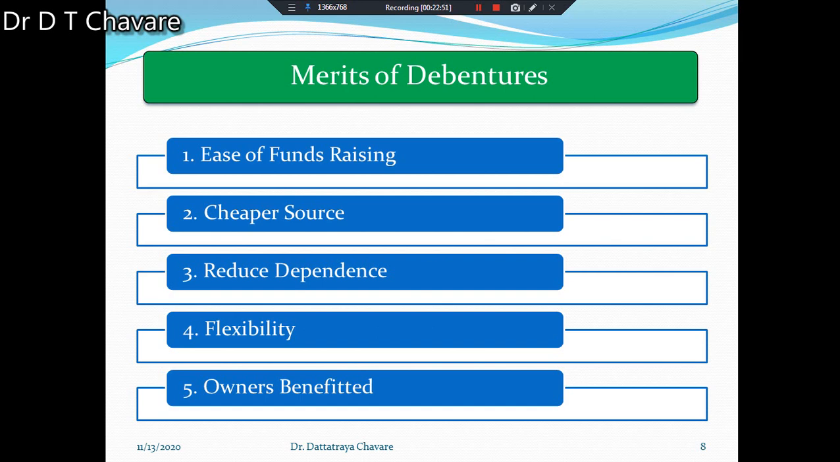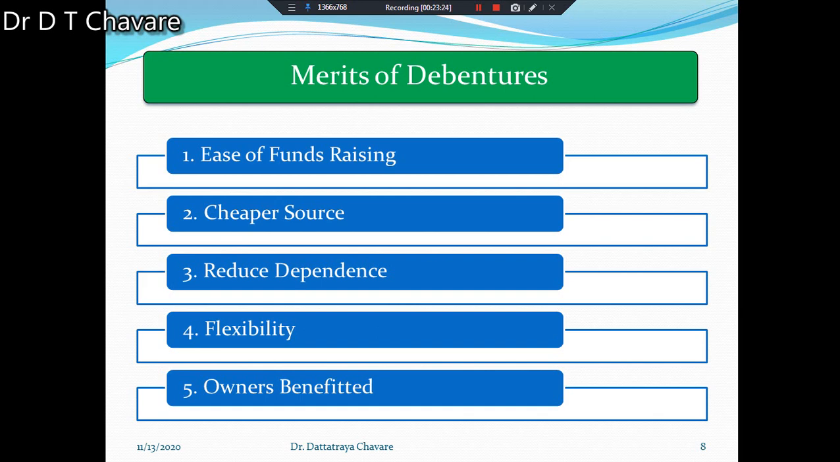Then another merit I have mentioned there is flexibility. The issue of debentures introduces an element of flexibility in the financial plan of the company. They provide funds to the company for a specific period, and hence the company can easily adjust its plan to suit its requirement. That's why such flexibility is also available in debentures, and that is a merit of debentures.